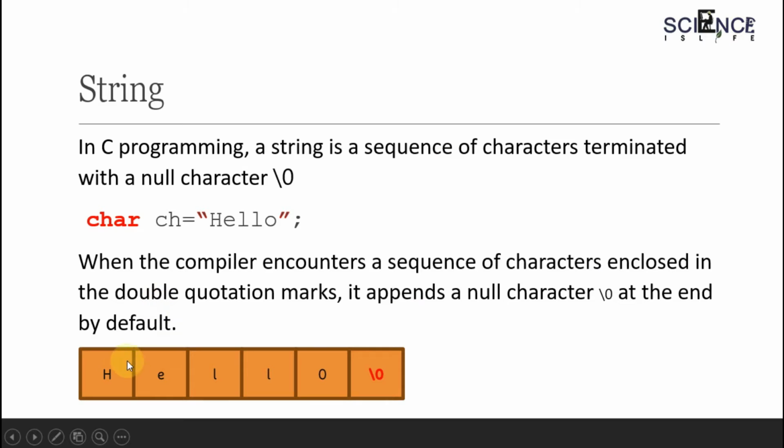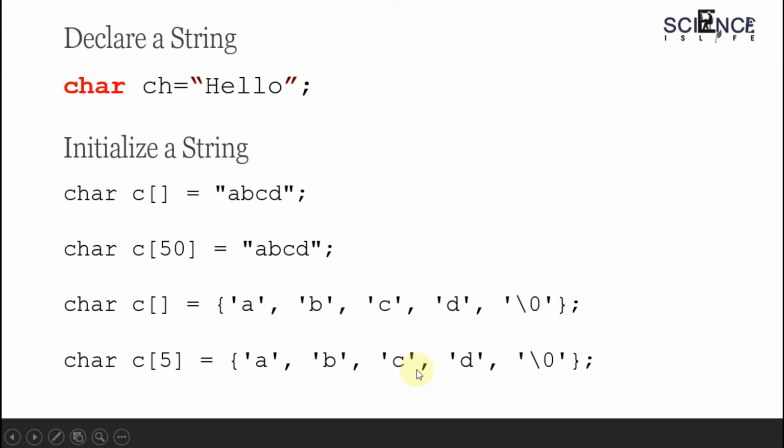So here you can see I have created the char array. The name of the char array is ch, and I have given a string hello within double quotations, right? Then it will be stored like this. In the memory, it will store each and every character one by one, and after the end of the sequence of characters, it stores a null character. It will append a null character at the end of these characters, right?